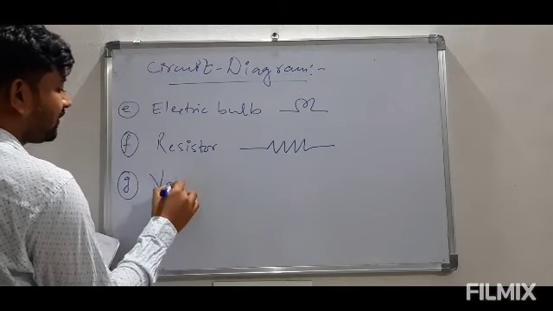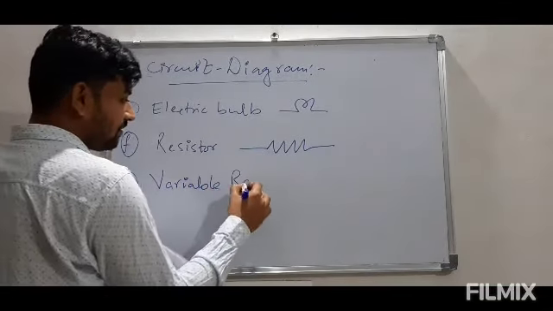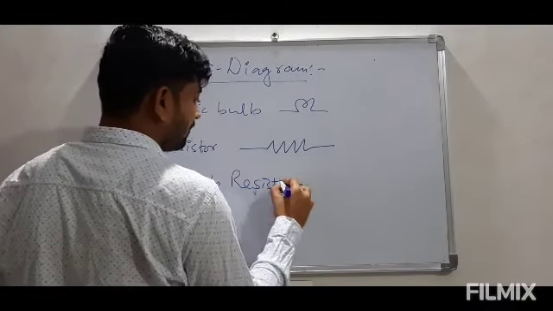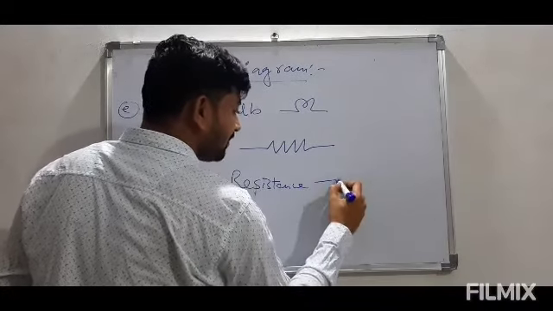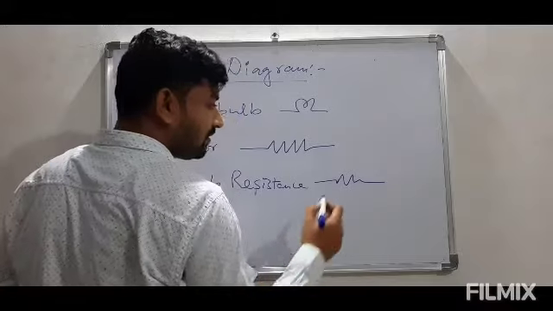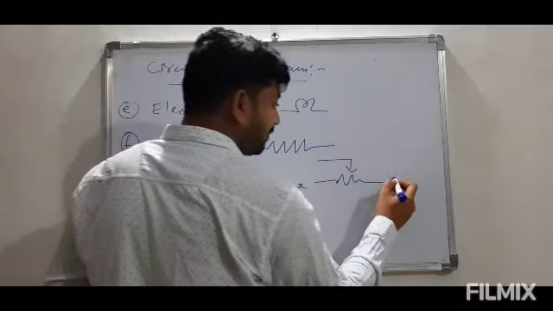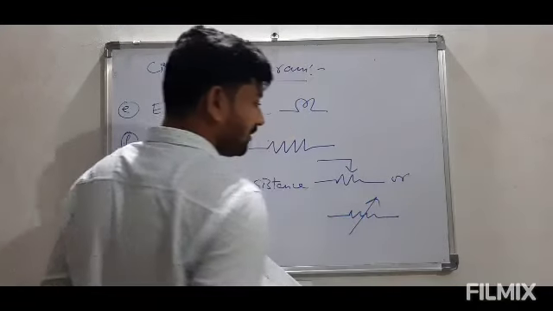Then we have variable resistance. I will tell you what is the meaning of variable resistance. It is denoted by two ways. First thing is resistance is there, so just make a symbol of resistance. Then we can put this symbol, or sometimes it can be written as this way.